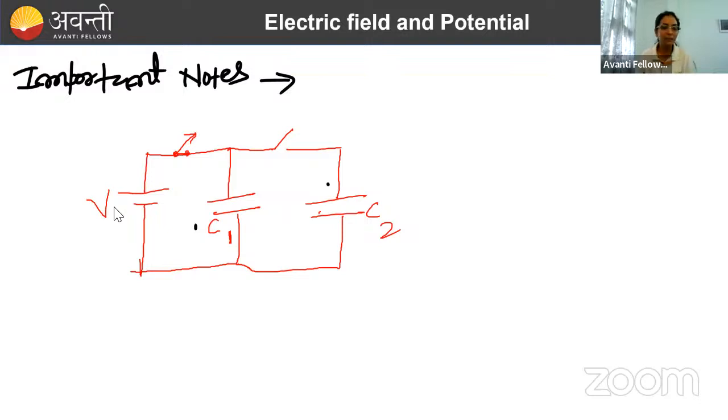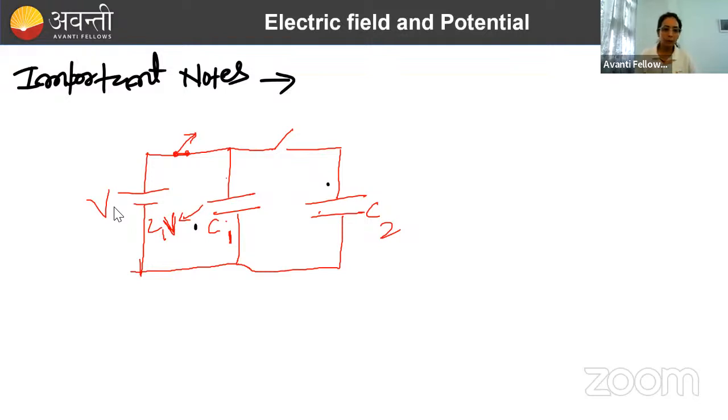So what will happen initially? By looking at it, you can say very easily that the battery is connected to C1. So C1 will get charged. If a capacitor is getting charged by potential V, what charge will it have in the steady state? In the steady state, it will have charge C1V. So this is going to get charge C1V.